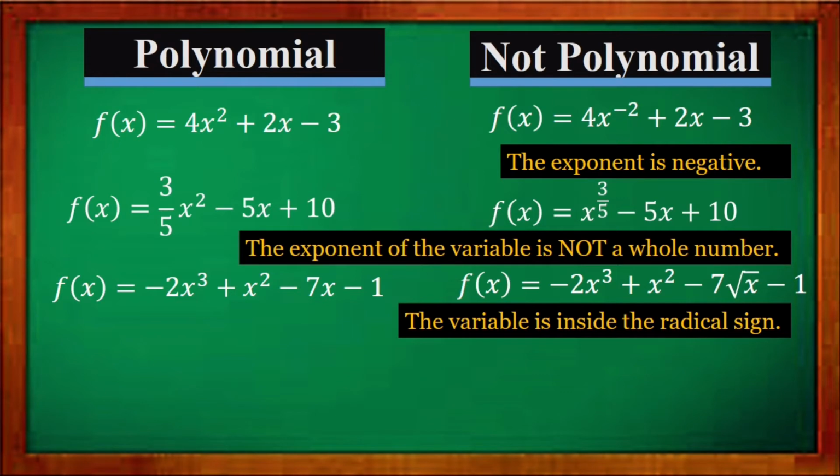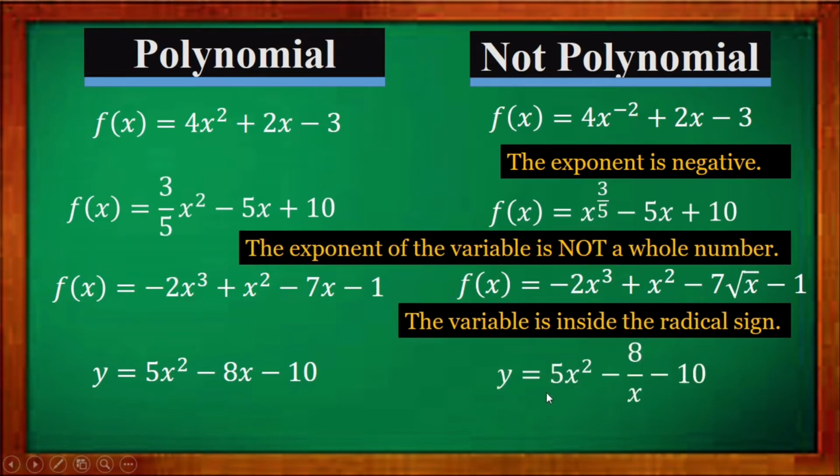Another set of examples we have y. So again, f of x can also be written as just y. So y equals 5x squared minus 8x minus 10 is an example of a polynomial function. While on the other side, we have y equals 5x squared minus 8 over x minus 10.